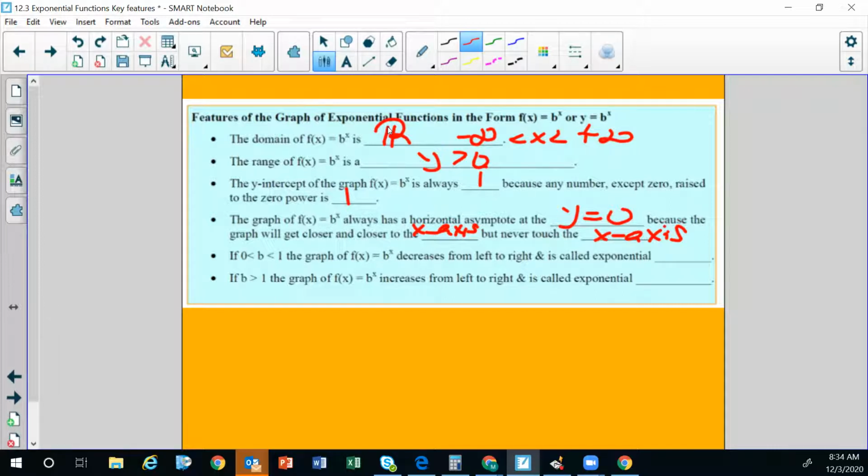And then if the growth factor is a fraction, then we know it's going to be what kind of graph? Decay, right? If the growth factor is a fraction, it's going to be a decay. And if it's greater than 1, it's going to be a growth. All right?